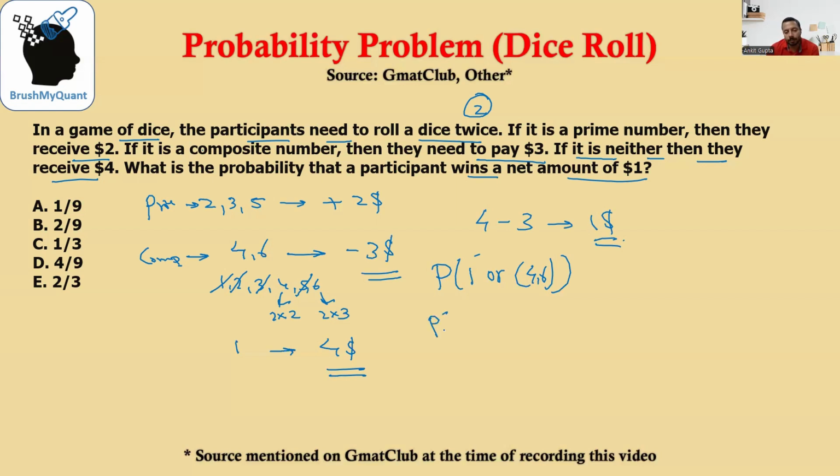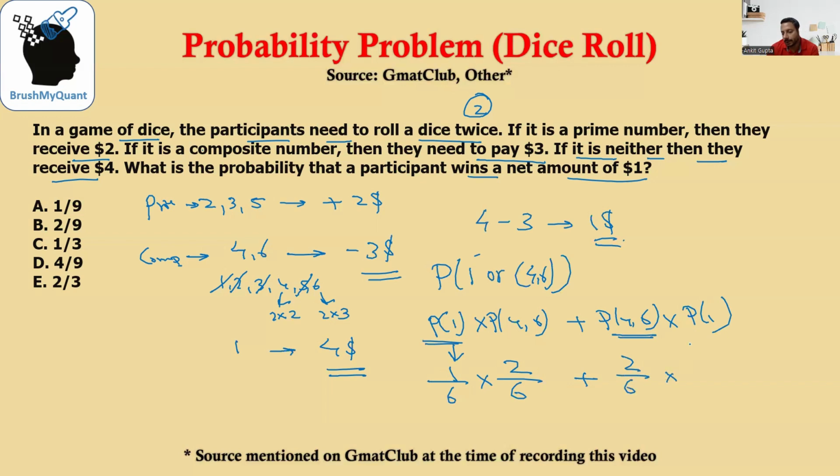Now that means we can get 1 in the first roll and we can get 4 or 6 in the second roll, or we can get 4 or 6 in the first roll and get 1 in the second roll. So if you have to get 1 in the first roll, there's only one possible case out of the 6 cases. So probability will be 1 by 6. If you have to get a 4 or a 6 in the second roll, two possible cases out of 6. Similarly, in the first roll, if you have to get a 4 or a 6, then 2 by 6. And if you have to get 1 in the second roll, it is 1 by 6.